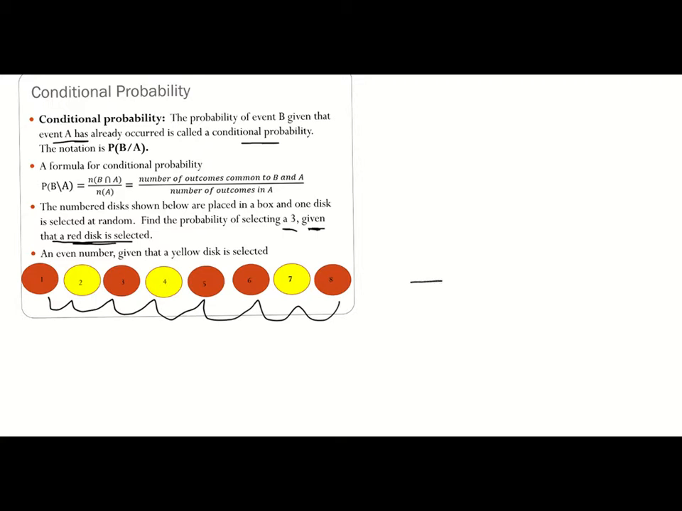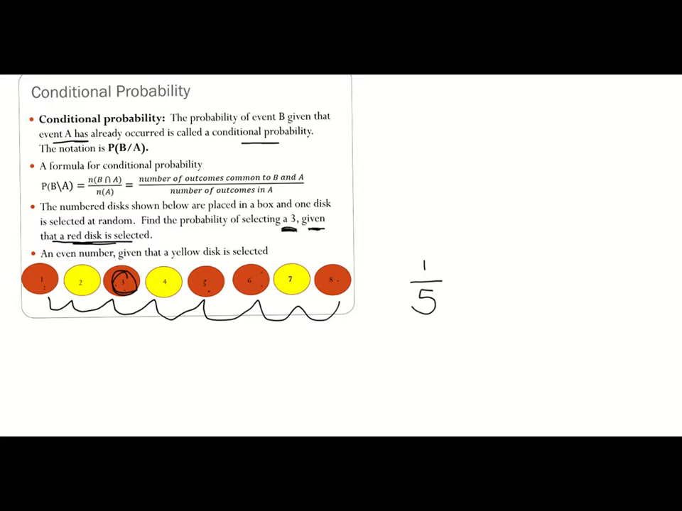So I have to count the number of red discs. There's 1, 2, 3, 4, 5. 5 red discs. So that's going to be my A. Now we want to find the probability of selecting a 3. So if I look at my red discs, they're numbered and only one of them has a 3 on it. So it would be 1/5.